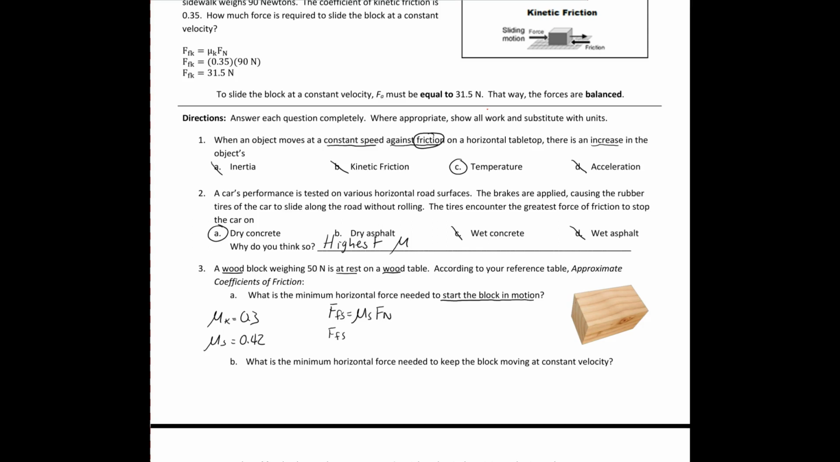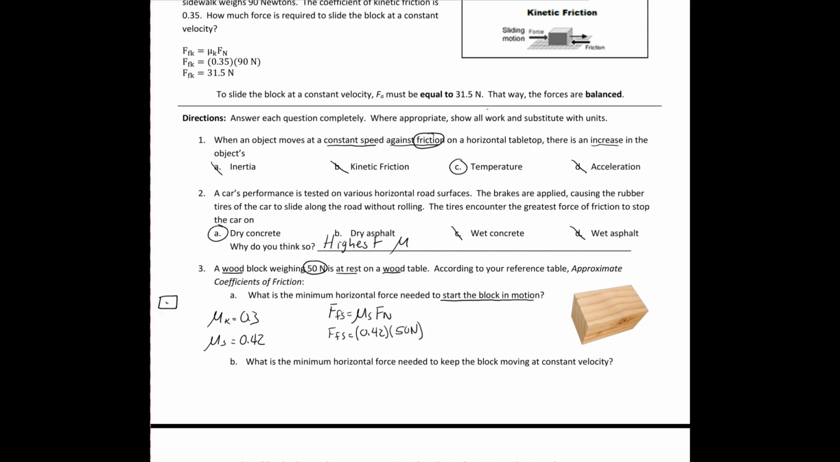And luckily, they don't give you a whole lot of space here. So you have the normal force is equal to the weight, 50 newtons. So 0.42 times 50 newtons. We could draw a quick free body diagram.